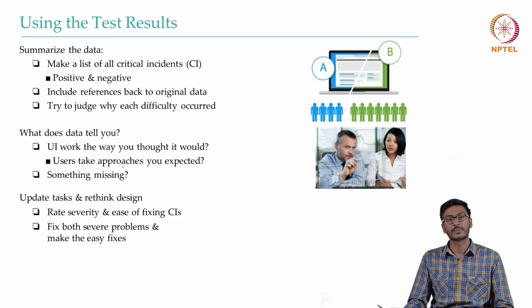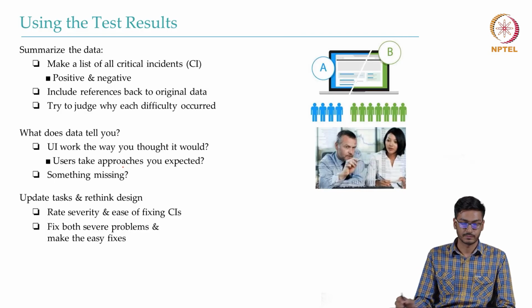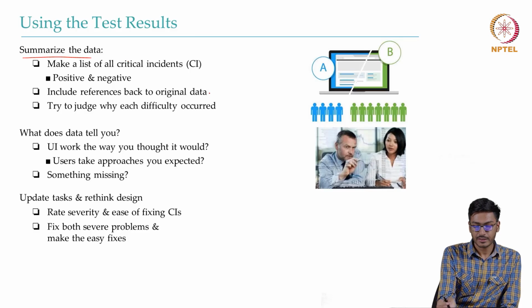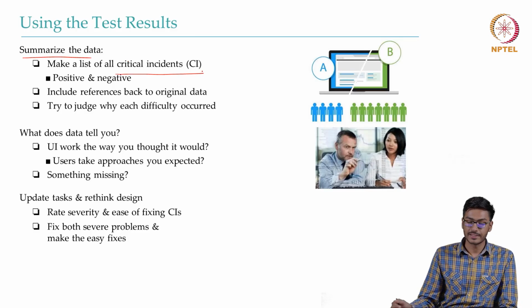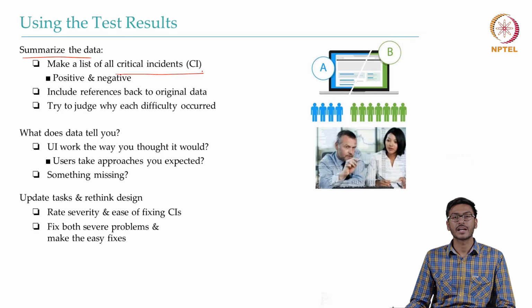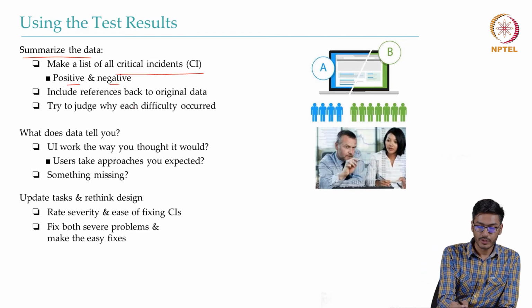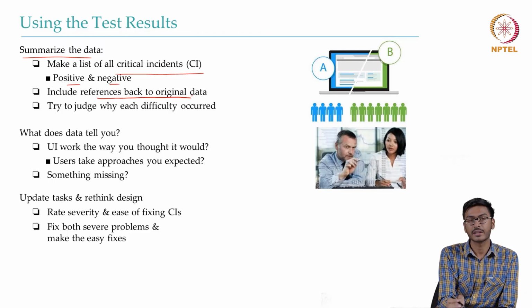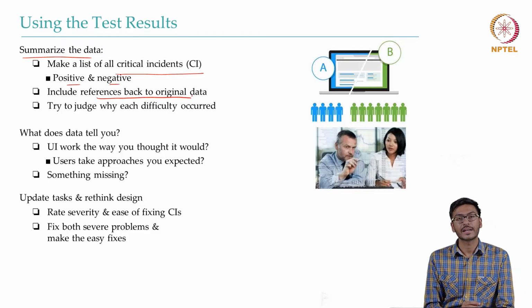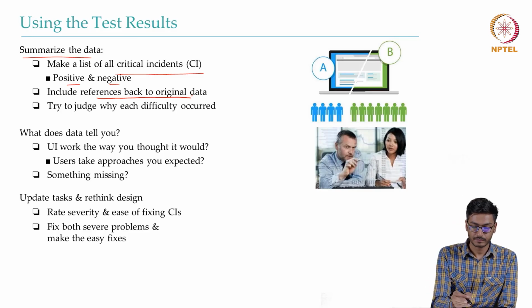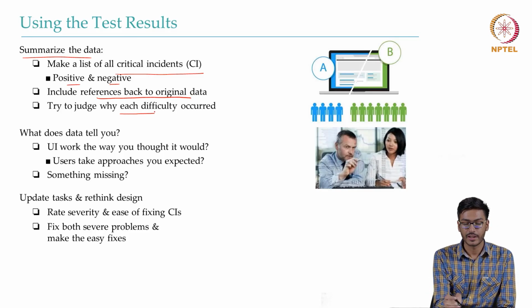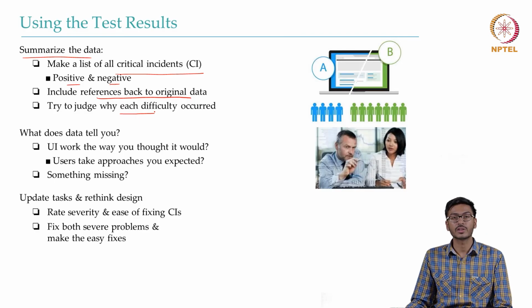Now that we have interpreted the results, we need to use them. We summarize the data and make a list of all the critical incidents. Critical incidents are the ones that give us the most insightful details, positive as well as negative. We also include references back to the original data, like some exact quotes from the users. Well, we also try to judge why each difficulty occurred, what was the cause of each difficulty, so that it doesn't occur again.